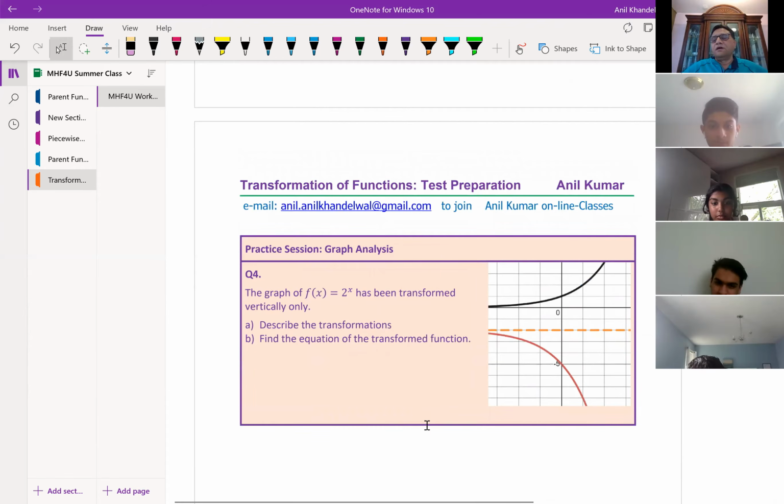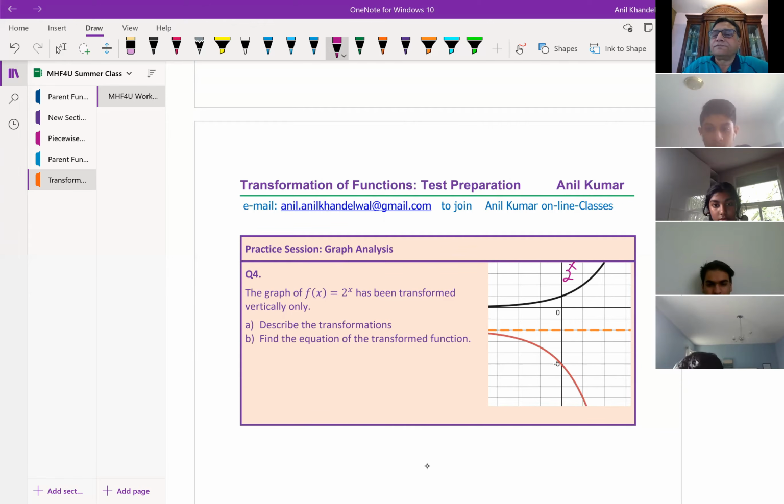Next question, Vishruta, I'd like you to read the question, please. The graph of f of x equals 2 to the power of x has been transformed vertically only. A. Describe the transformations. B. Find the equation of the transformed function. When I say transformed vertically only, it could be vertical translation, or it could be vertical stretch or compression. Remember that part. Is that clear to you? Now tell me, what kind of transformations are there?